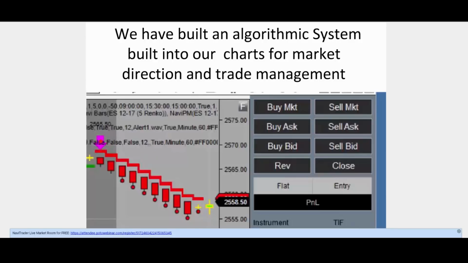All right, so these are our trend indicator charts. You can see the magenta arrow is a sell signal. When the market's moving down, the bars are red. And the red line is our trade management line. We're going to talk more about that. In a short position, the trade management line is this red line.